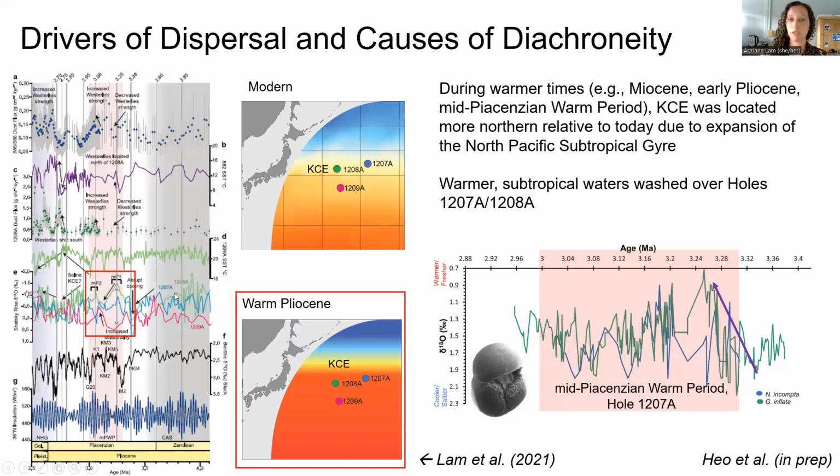Here are our 3 sites and the geochemical data from them, and here are the 3 sites on a modern day sea surface temperature map. The Kuroshio Current today goes across hole 1208, and 1207 is on the northern edge. But we hypothesized from our geochemical data that during the warm Pliocene and the mid-Pliocene warm period, the Kuroshio Current extension either warmed or shifted northward, which brought more subtropical water masses washing over sites 1208 and 1207A. This red bar in this little reconstruction cartoon down here represents the location of the Kuroshio Current extension.